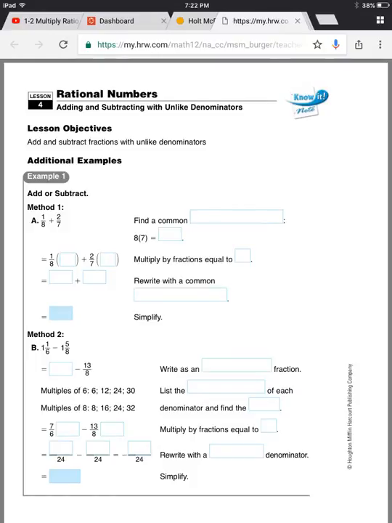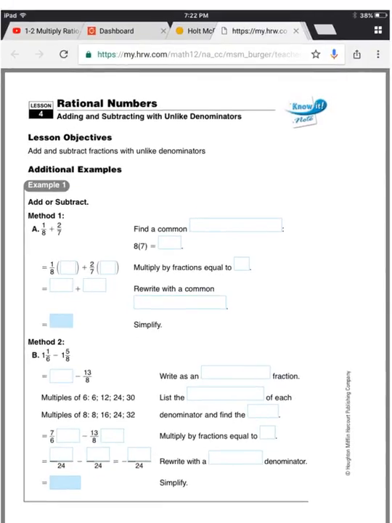Today we're adding and subtracting fractions with unlike denominators. Sounds like a party. Alright, this should be something you have done for many years, so hopefully you remember. The first step is to find a common denominator. We cannot add or subtract if we do not have a common denominator.